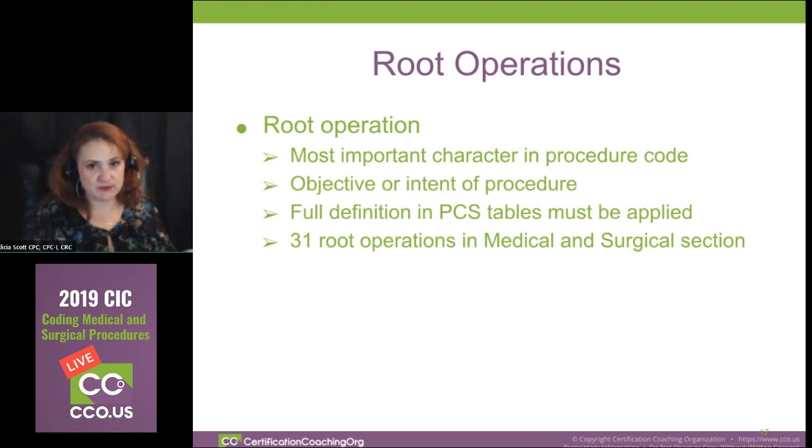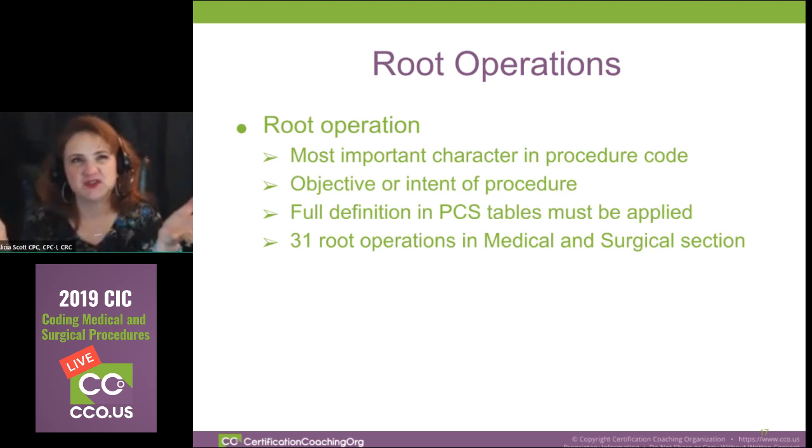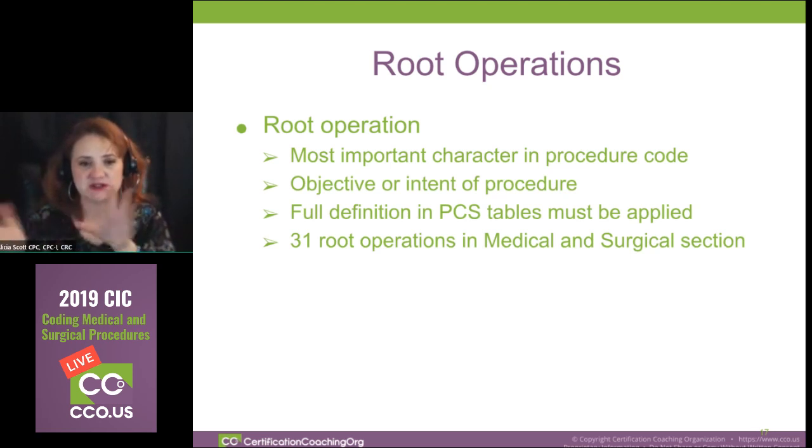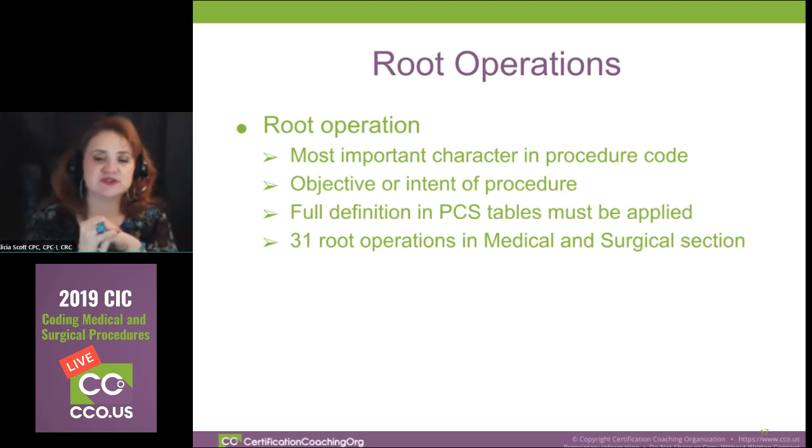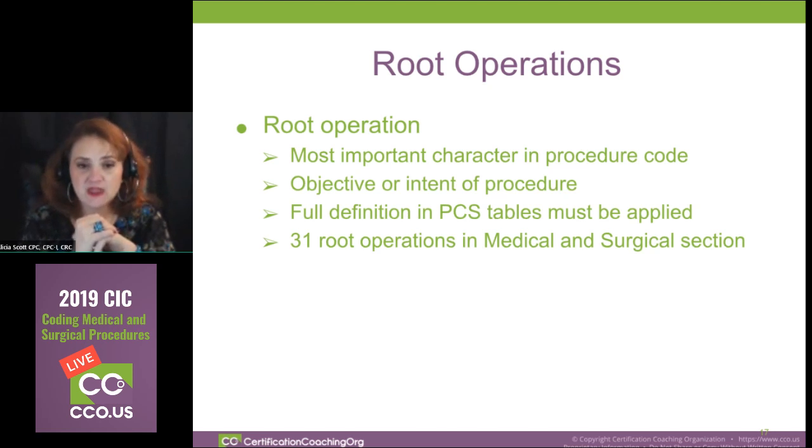Once you understand the root operations, and in med surg there's like 30, 31, I can't remember how many there actually is, and by the time you watch this there may be more, right? Okay, right now it says there's 31 root operations. They could remove or add more root operations at any time. Every year they're making little nuances, changes.